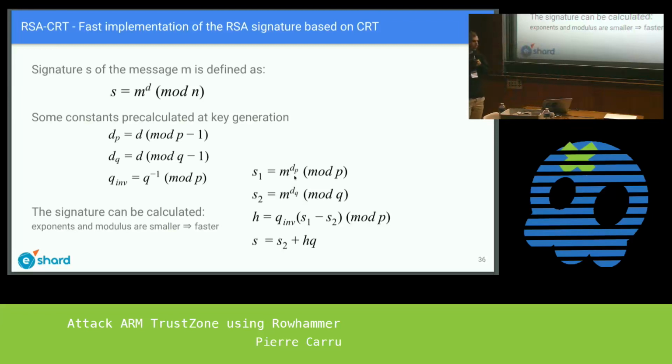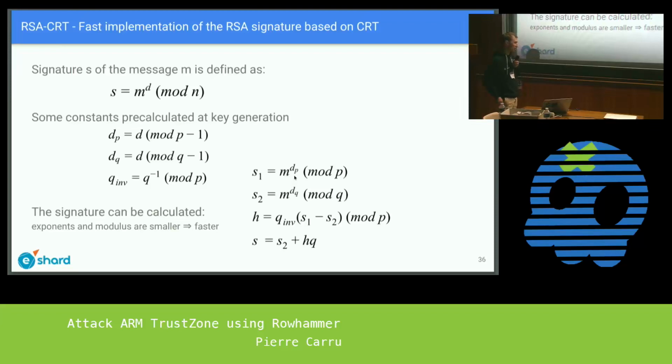I have a question. How long does it take to mount such an attack? Two days, one year, three years? I don't have any idea. We were already interested in TrustZone before doing this study, so it took us maybe 3 months. It went a bit fast. We thought it would take more time, but yeah, it can take a long time.